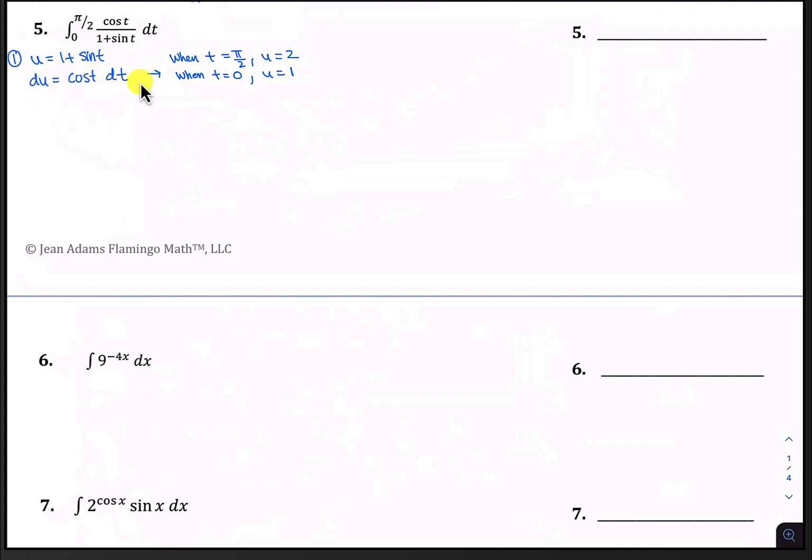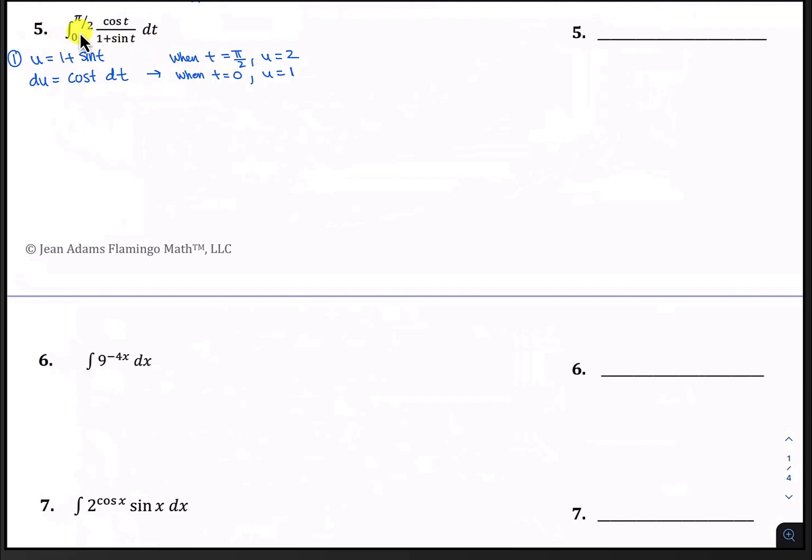Now I am going to change my limits of integration so that I don't have to switch back to t. So when t is 0, well, let's start with when t is pi over 2. When t is pi over 2, u is going to be 1 plus the sine of pi over 2. The sine of pi over 2 is 1, and 1 plus 1 is 2. So when t is pi over 2, u is going to be 2.